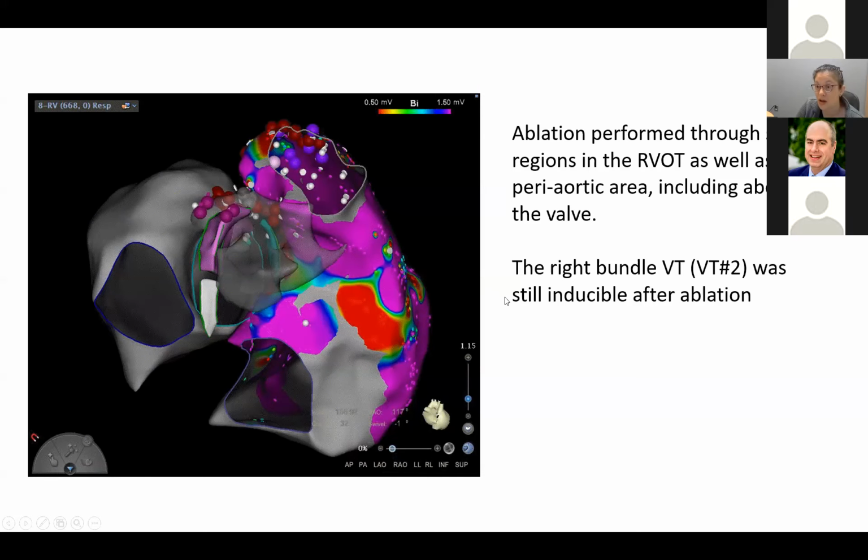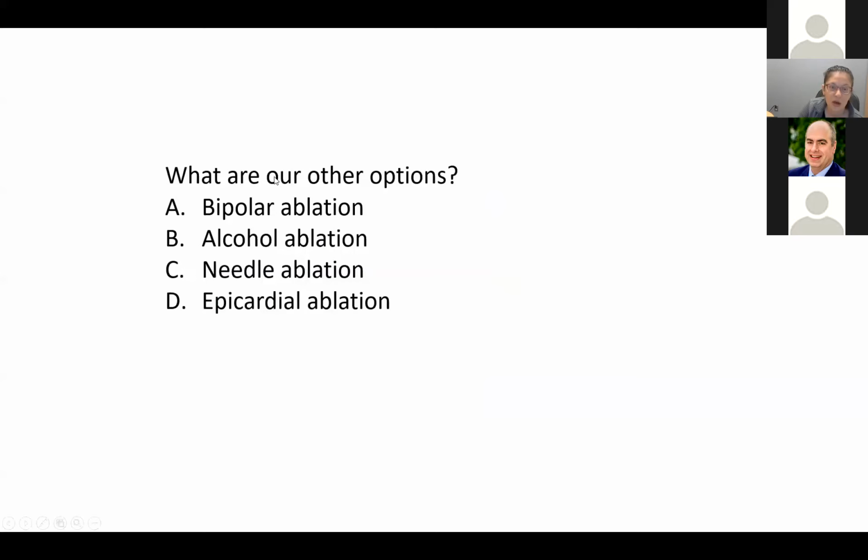Unfortunately, after a lot of ablation in what looked like really good areas, the VT2 was still inducible. So what are our other options? There's several techniques that have been described for reaching deep into the septum: bipolar ablation, alcohol ablation, needle catheter ablation, and then potentially epicardial ablation.